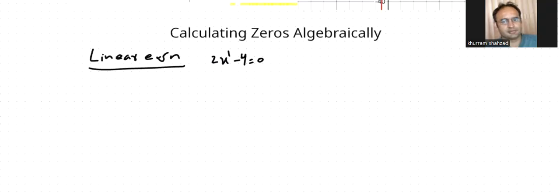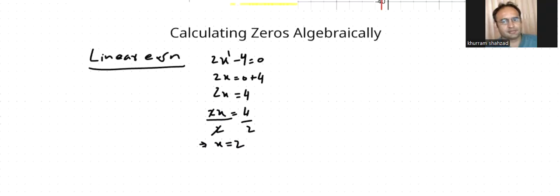So first, what will we do? We will take negative 4 on the other side. This will become 0 plus 4. So this is 2x is equal to plus 4. And we will divide both sides by 2. 4 divided by 2, and this 2 is cancelled with this 2. So it means that x is equal to 2. So this is one example for the solution of linear equation.